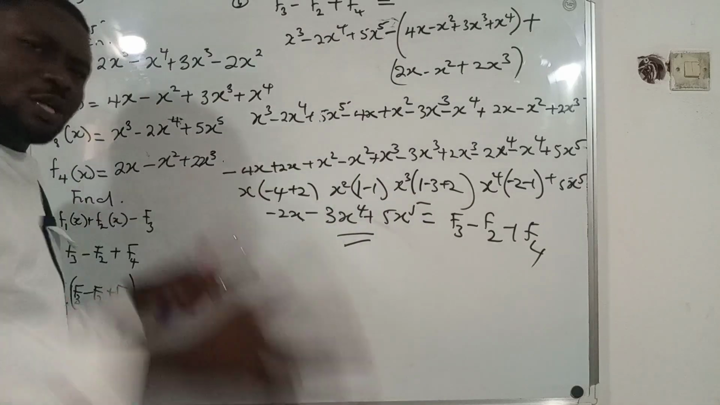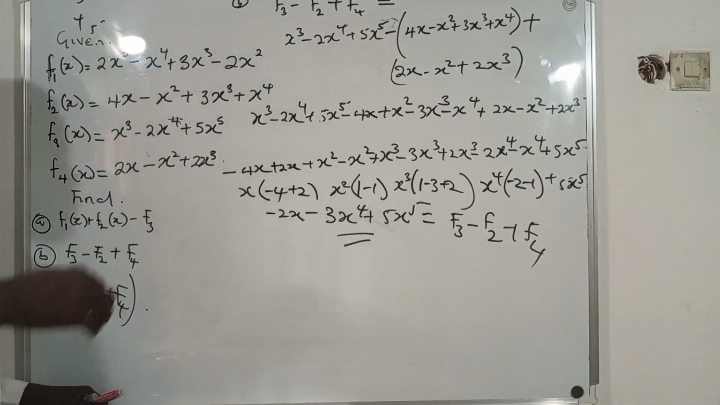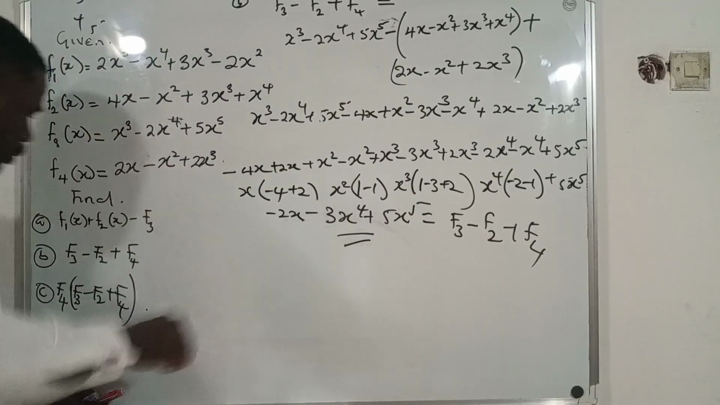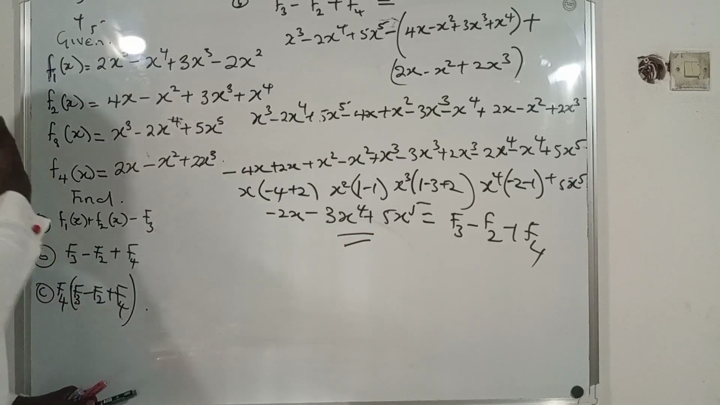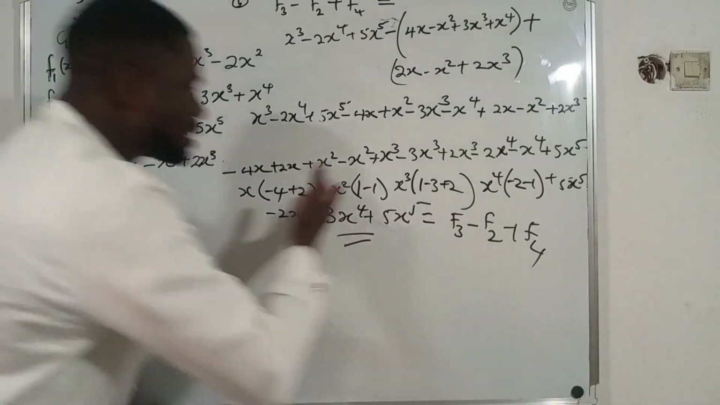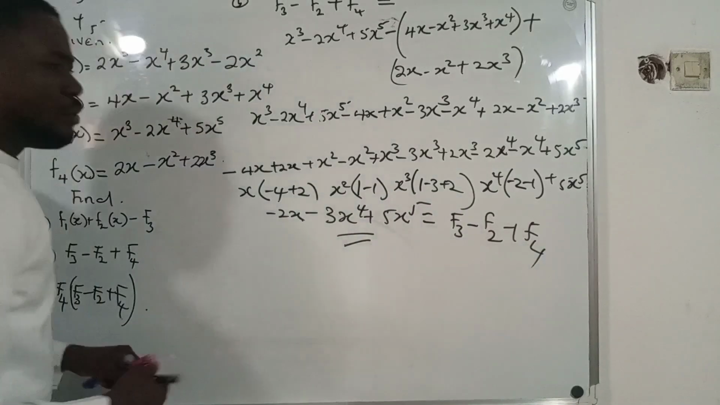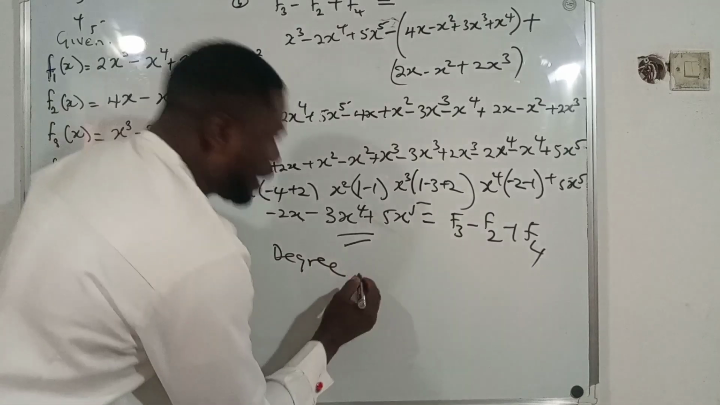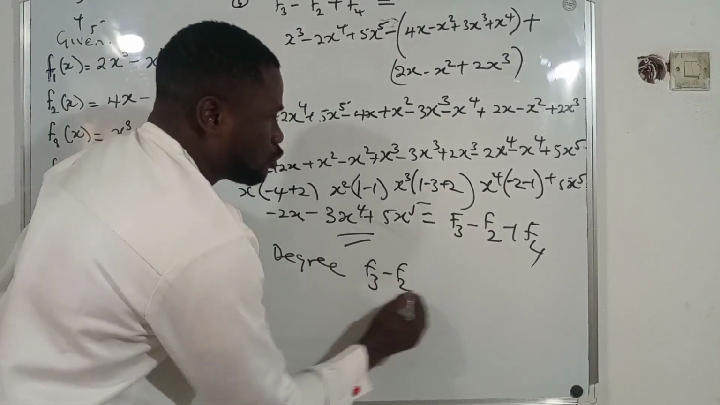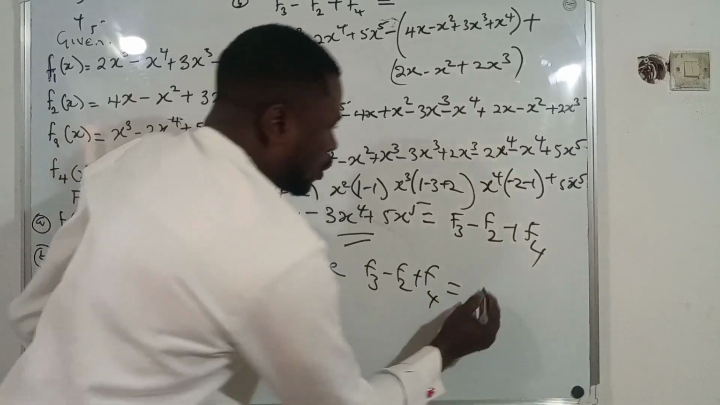Now, supposing the question demanded that we should look for the degree of F3 minus F2 plus F4. It means that you will simply, at this point, say the answer is 5. Now, degree, remember, this was not asked. Degree of F3 minus F2 plus F4 is equal to 5.